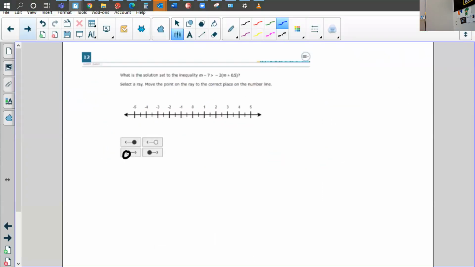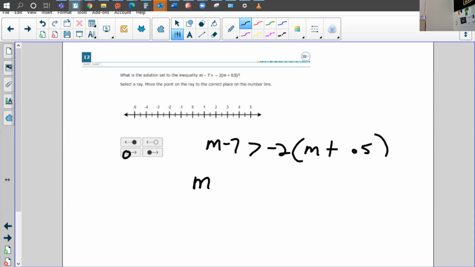Let me rewrite this a little bit bigger. We have M minus 7 is greater than minus 2 times (M plus 0.5). What is the solution set? You've got to solve for M and then use the number line. So M minus 7 is greater than, let's distribute now, minus 2M, and 2 times 0.5 is 1. That gives me minus 1.